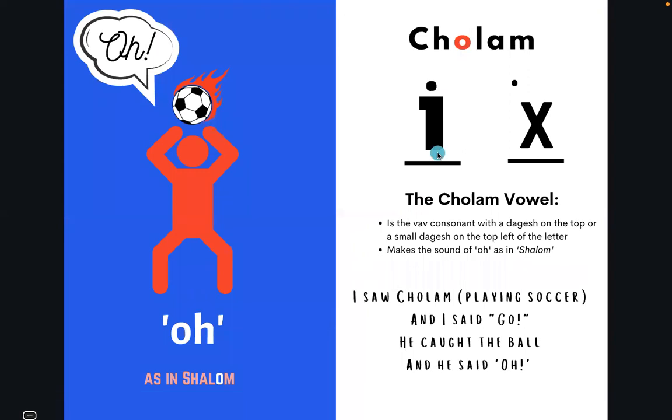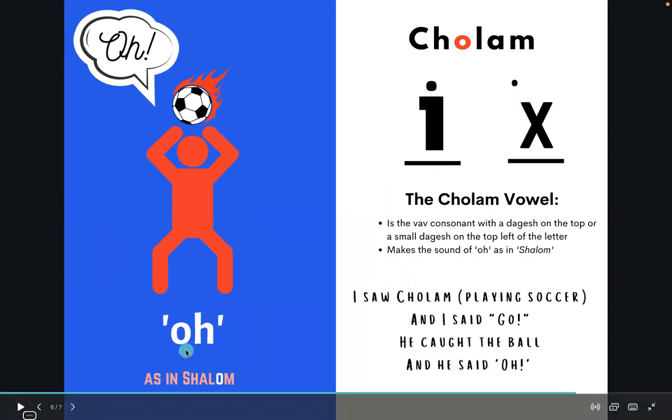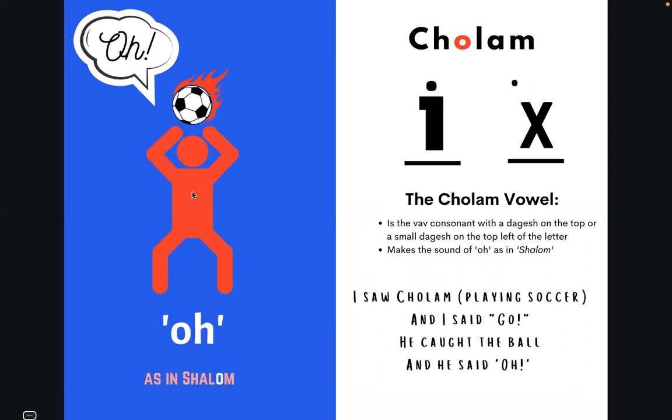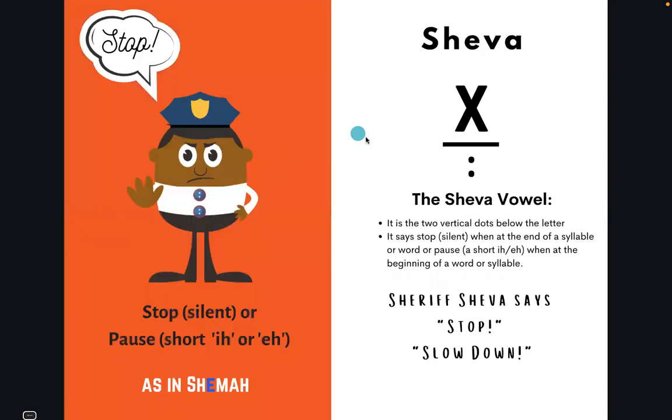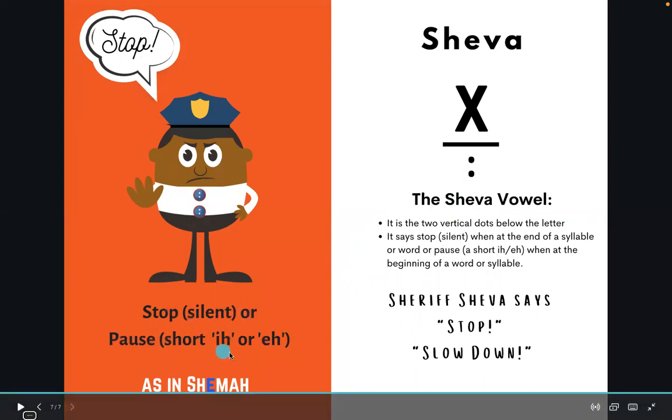Next we have the kolon, which sometimes appears with a vav, sometimes just as a dot on the top left-hand side of the letter. But either way, it makes the same sound of O. And our icon is a soccer player holding a soccer ball over the head in victory, O. And finally, we have the sheva, which is 2 vertical dots under the letter. And a sheva is either silent as a stop, or it says I or E as a pause, as in Shema.